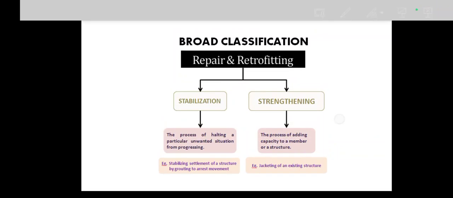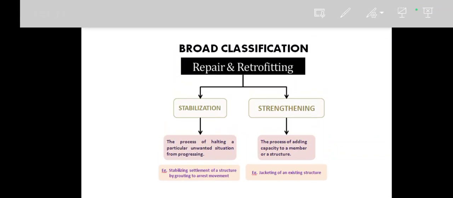Today we will see about the strengthening methods. What are all the various strengthening methods available for the structural members such as beam, column, and slab. So in the last class, I told about stabilization and strengthening.